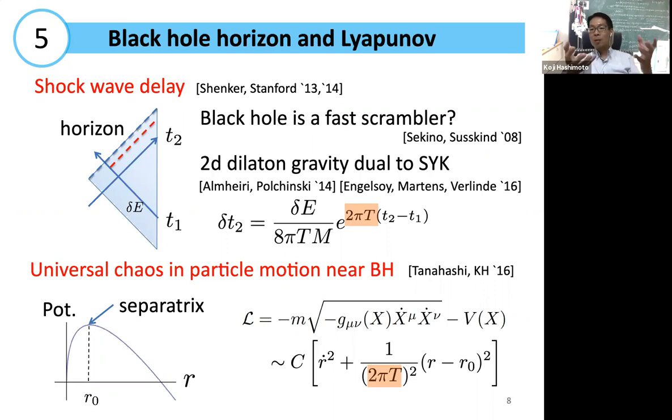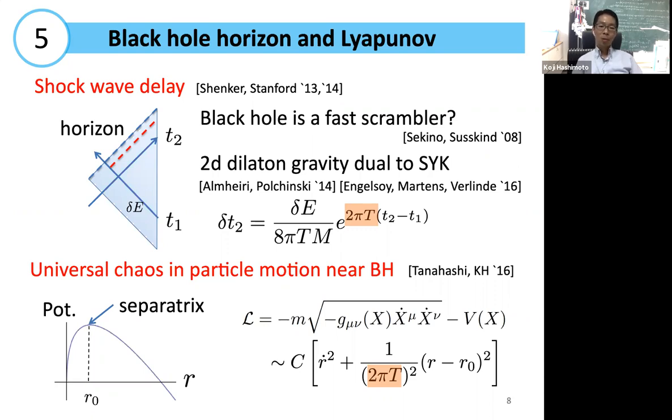If you give me a quantum mechanics, then I compute the OTOC. And if it saturates this Lyapunov bound, 2 pi T, then we can say that it satisfies at least a necessary condition to have a gravity dual.